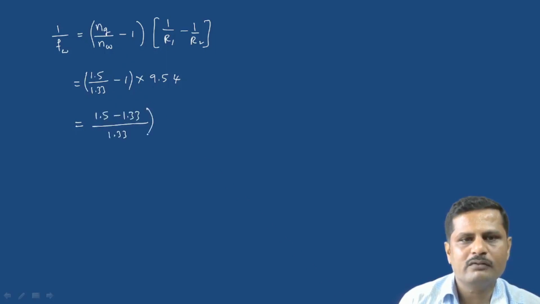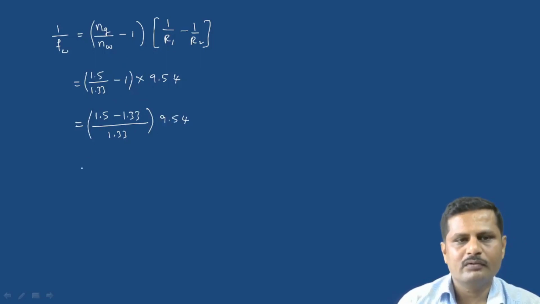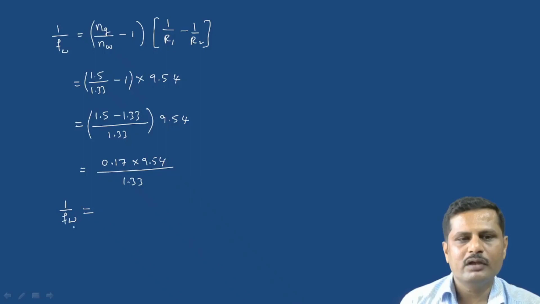We could write this one like this, and here 9.54. So I'm simplifying this. We get 0.17 into 9.54 divided by 1.33. This could be written as 1 by fw, that is the focal length of the lens in the water, equals 1.6218 divided by 1.33.